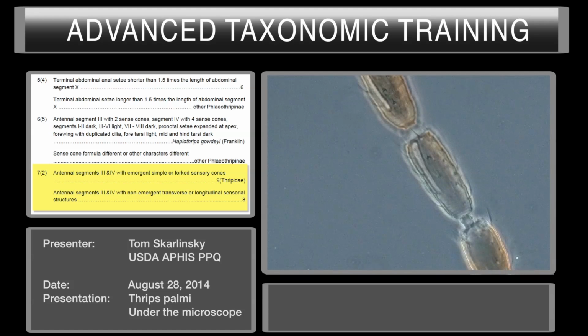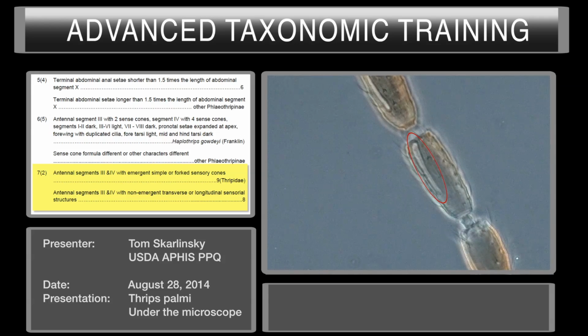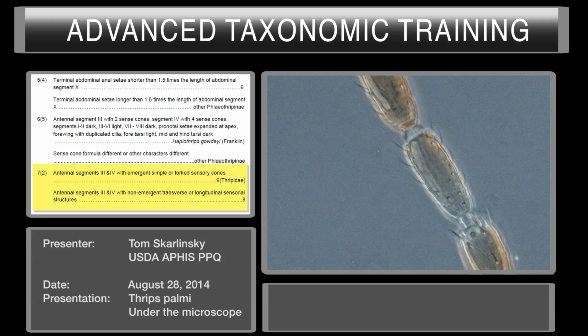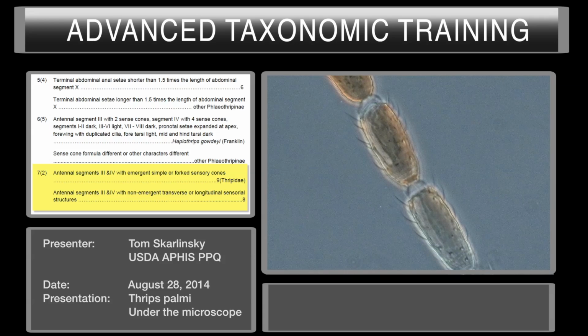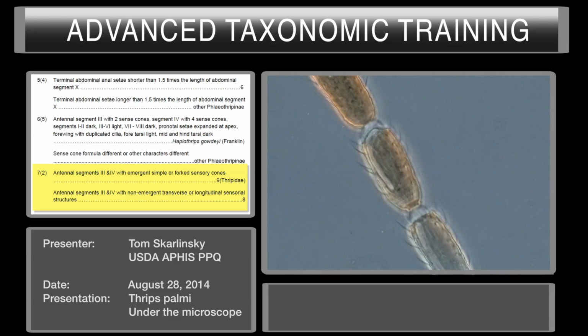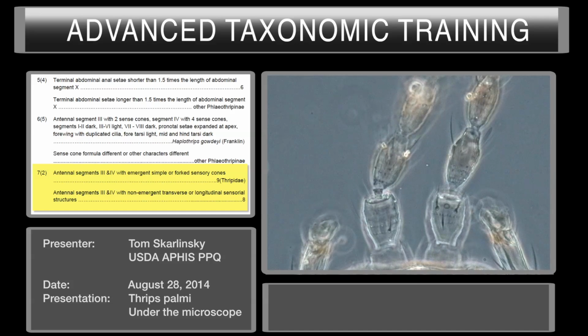But here's an example of a linear or longitudinal sensory area that's actually integrated. It's actually part of antennal segment 3 and 4. And this one is right here. It kind of comes up along and it starts to arch around apically right here. So it's pretty clear that we have the emergent sensory cones. So let's move on to couplet 9.